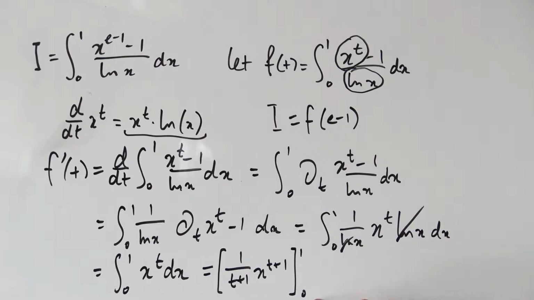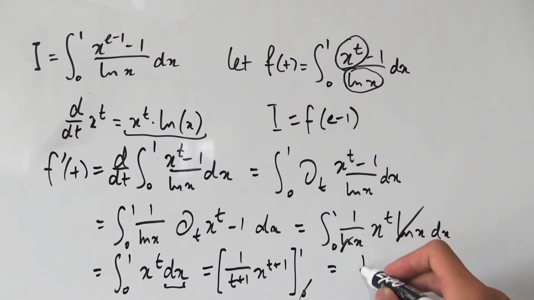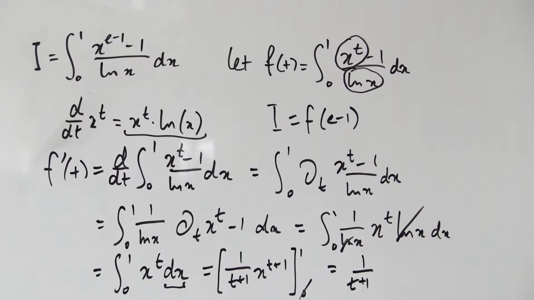Well, notice if you plug 0 into this x here, and notice this integral is with respect to x, we're just treating t as a constant in this case. So if you plug 0 into x here, well 0 to the anything is just 0. So you can ignore this 0 right here. And if you plug 1 into x, well 1 raised to anything is just 1. So all we're left with is 1 over t plus 1.